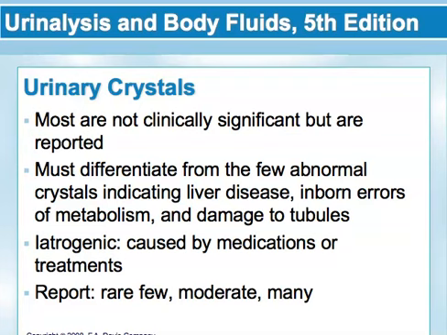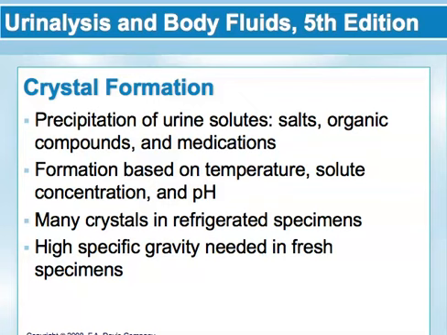They can take on geometric forms or amorphous forms, and they're going to get reported as rare, few, moderate, many, or as 1+, 2+, etc., depending on your lab's criteria. So crystals are formed when urine solutes, such as inorganic salts, organic compounds, and medications precipitate in the urine. This precipitation of these compounds is affected by temperature, the concentration of the solute, so how much of it is present in the sample, and the pH of the sample.